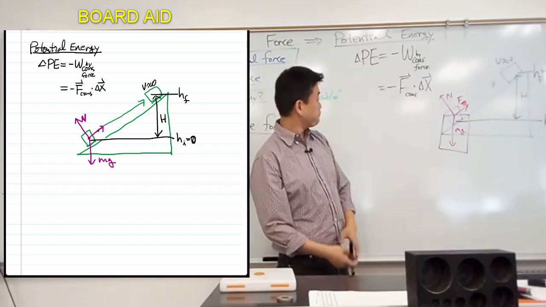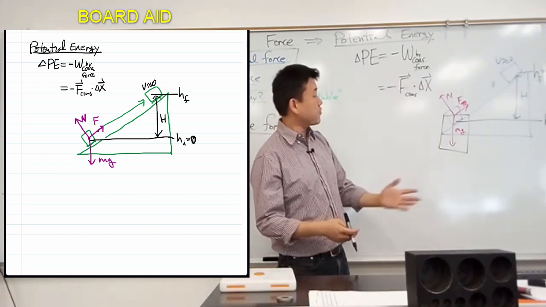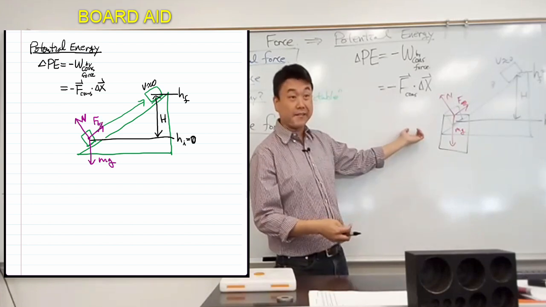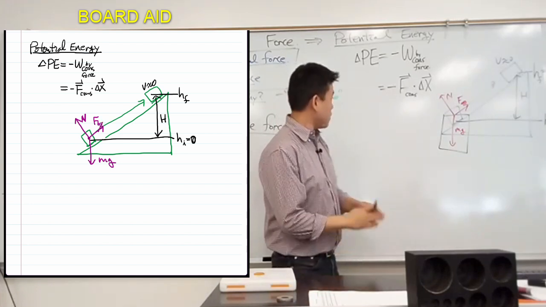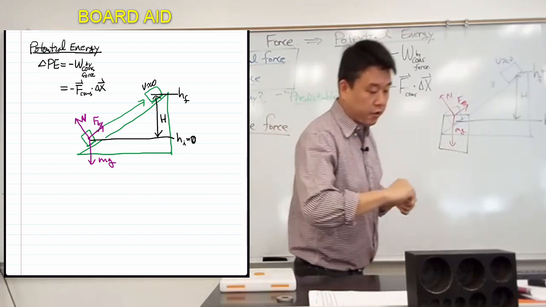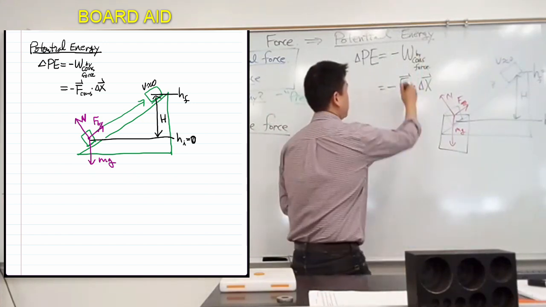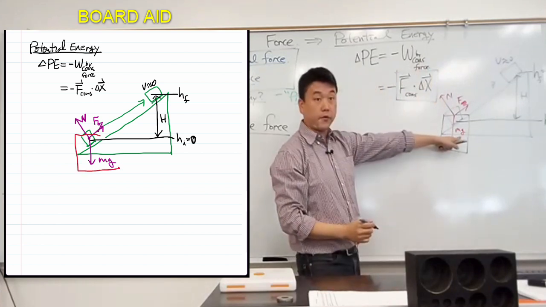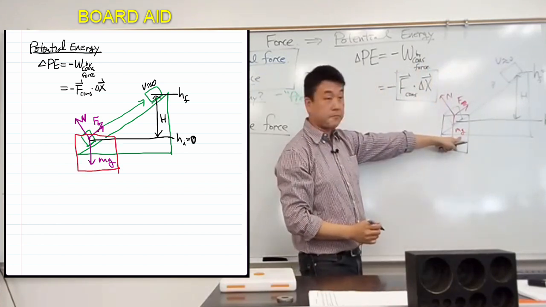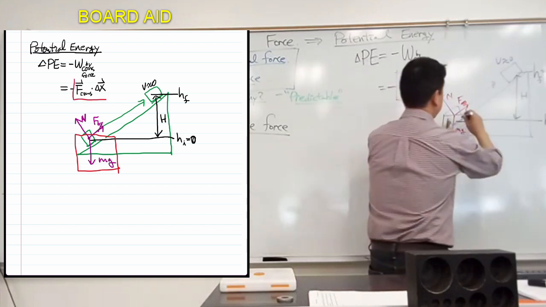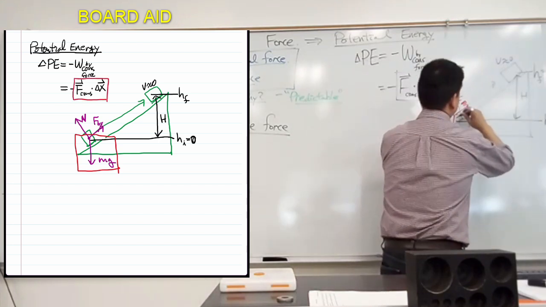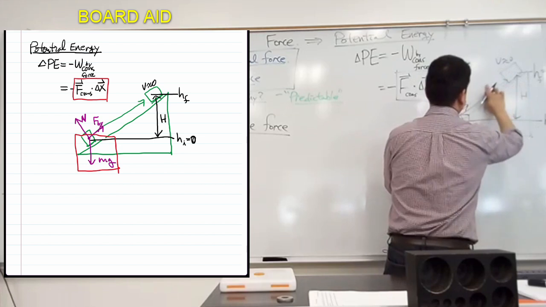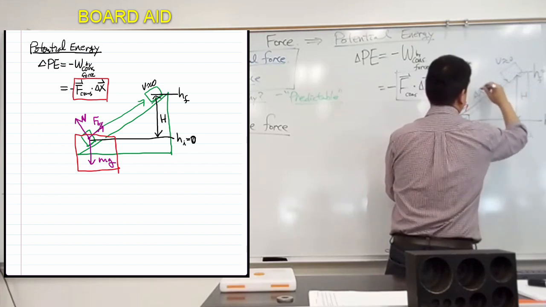So I guess the easiest thing to do is actually just go through the math and calculate it. We want to calculate this expression here, dot product between the conservative force, gravity, and the displacement. The displacement vector here would be something that looks like this. This would be my displacement vector.